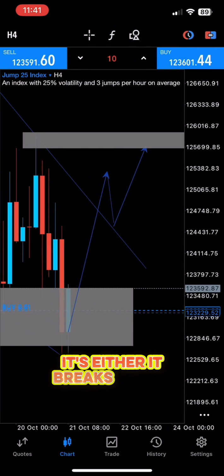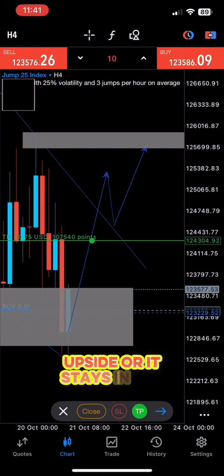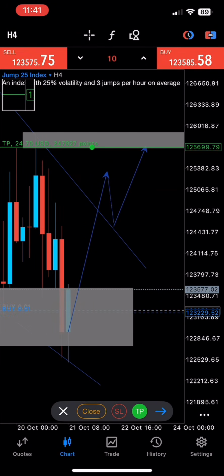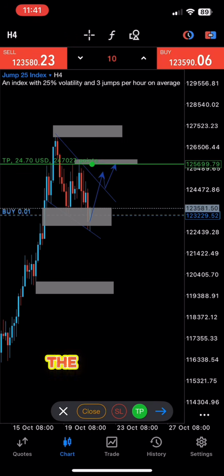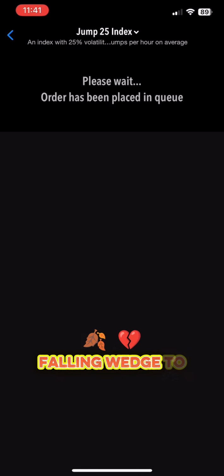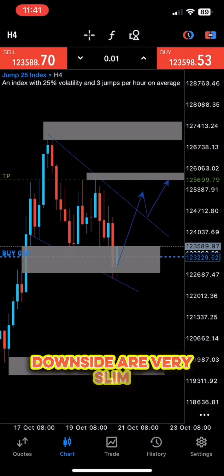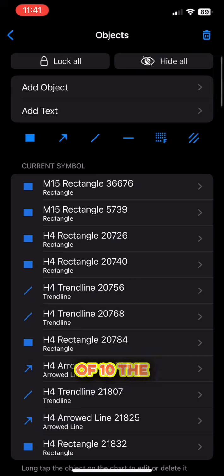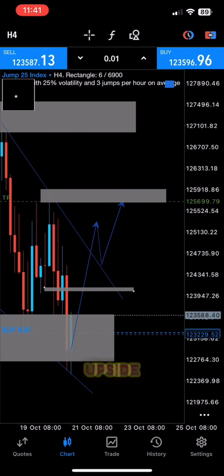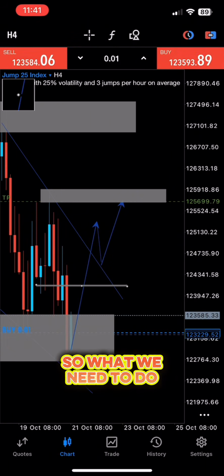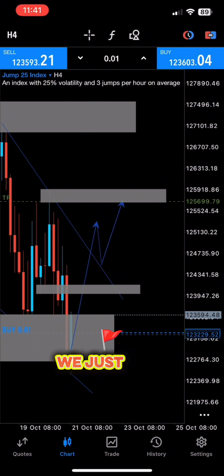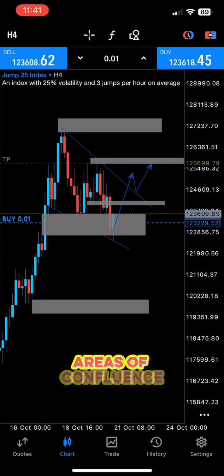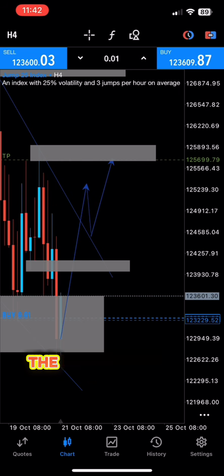It either breaks to the upside or it stays inside the channel. So the chances of this falling wedge breaking to the downside are very slim. Take note that 9 times out of 10 this falling wedge breaks to the upside. So what we need to do at this point is mark the areas of confluence where the market is going to face difficulties.